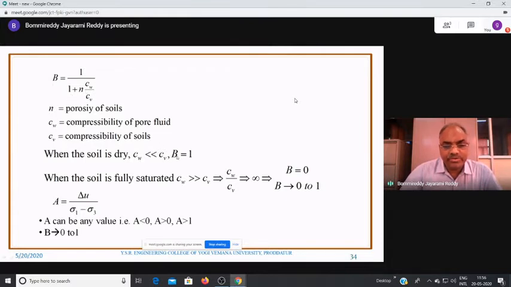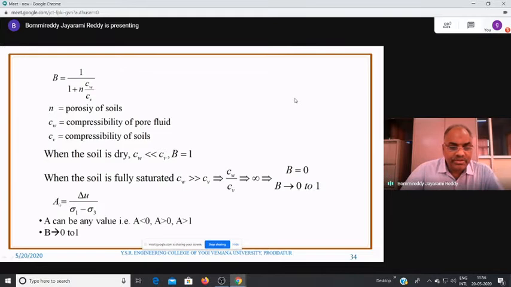So pore pressure parameter B equal to 1. When the soil is completely saturated, Cw is a more dominating value than the soil, and this range will be equal to infinite, and finally B equal to 0. So that means pore pressure parameter B varies from 0 to 1. It's an important point.